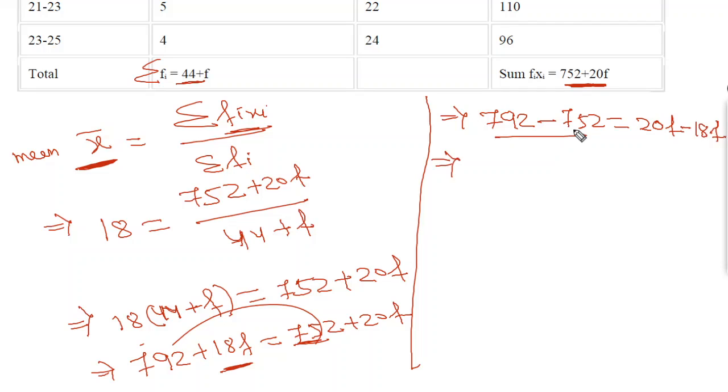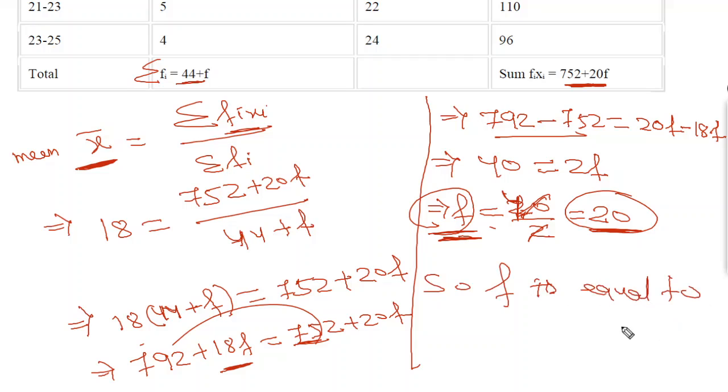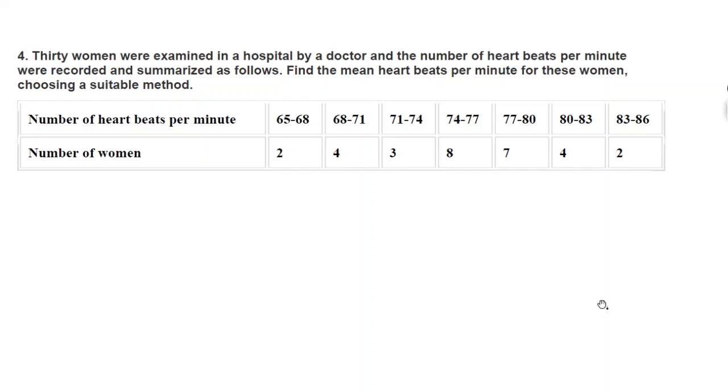Now you can subtract it. It will be equal to 40 equal to 20f minus 18f, which is 2f. Implies that f will be equal to 40 divided by 2, it will be equal to 20. So you have found the value of f. f is 20. This is what we needed. We have to find the value of f. So f is equal to 20. Okay, so this is the solution. Now we'll move to the next question.